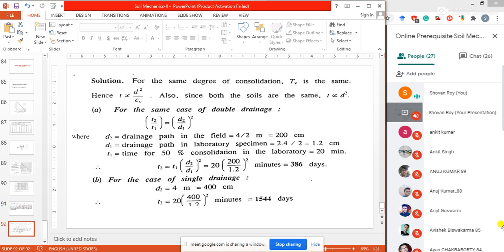Please write this solution. You have to send me the picture in my Gmail. This is your one assignment. And based on these assignments, I will give you extra marks, in theory, in practical, wherever it's possible.